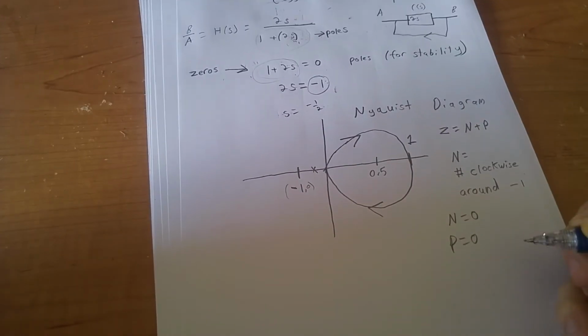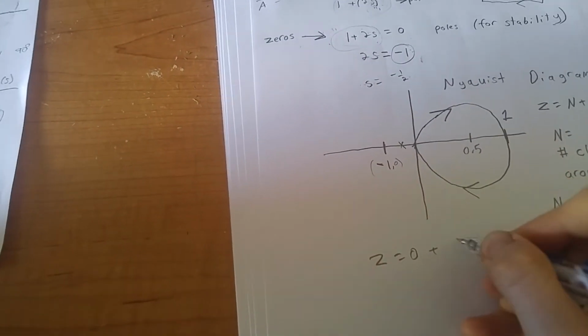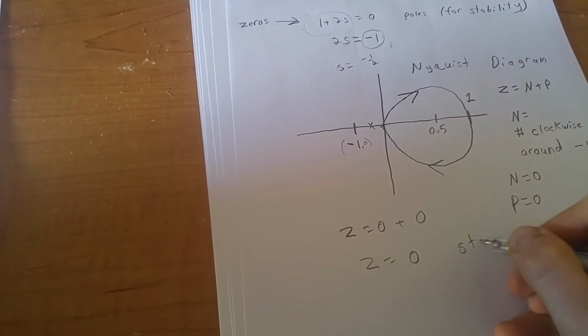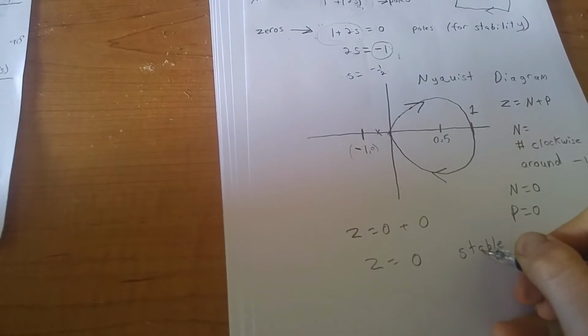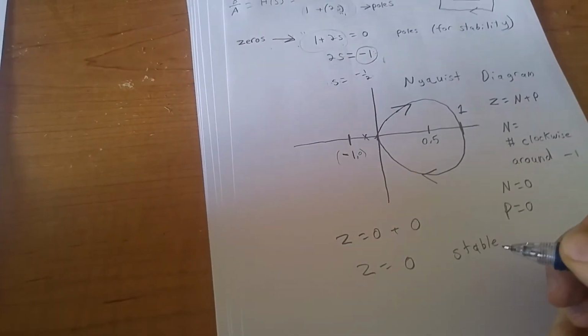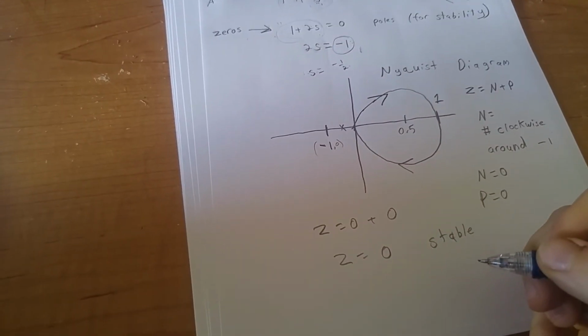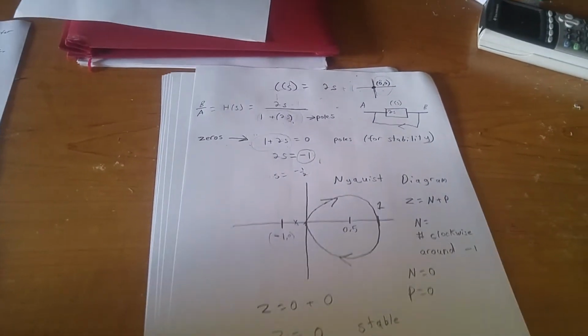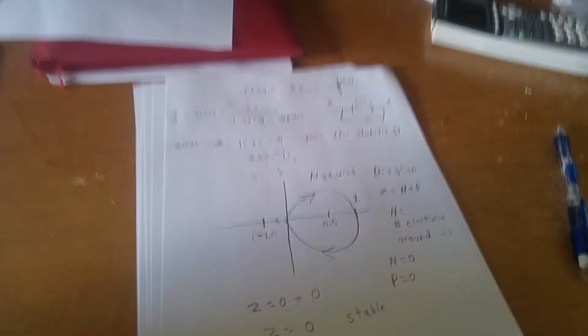So what does this mean? Z equals n plus p. Z equals 0 plus 0. Z equals 0. And that means it's stable. If z was not equal to 0, if z is any value besides 0, that means it's unstable or marginally stable. If z was 1, z was 2, it would be unstable. Let me know if you understand all this, and that's the gist of it.